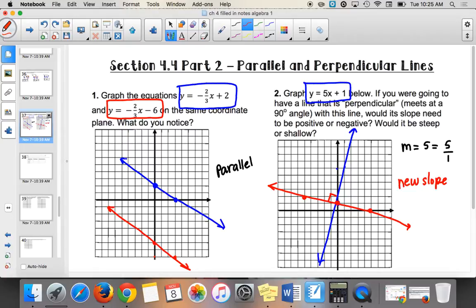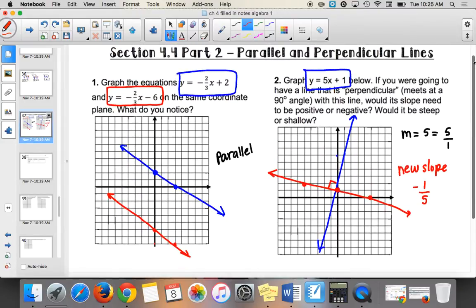Our new slope, instead of having 5 over 1, we need 1 over 5. And instead of being positive, it needs to be negative. So we call that the opposite reciprocal. Opposite means plus goes to minus or minus goes to plus. Reciprocal means you flip your fraction over. Okay? All right. Let's try a couple more.